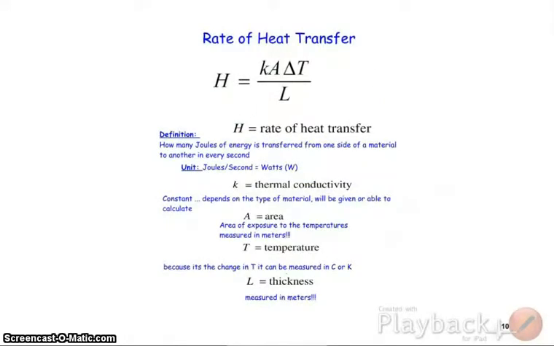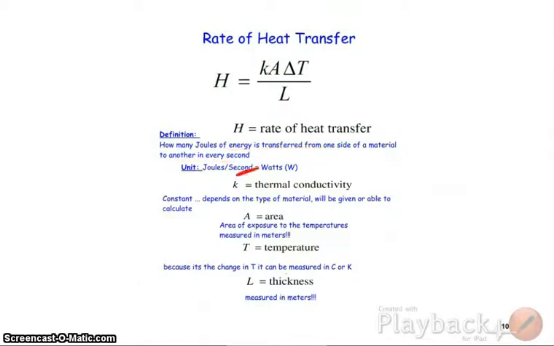Now, heat energy is transferred. What is the rate of heat energy transfer? How fast does it do it? The rate of heat energy transfer is measured in watts. Right? Power, energy per time, watts. And it's how many joules of energy is transferred from one side of material to another every second.